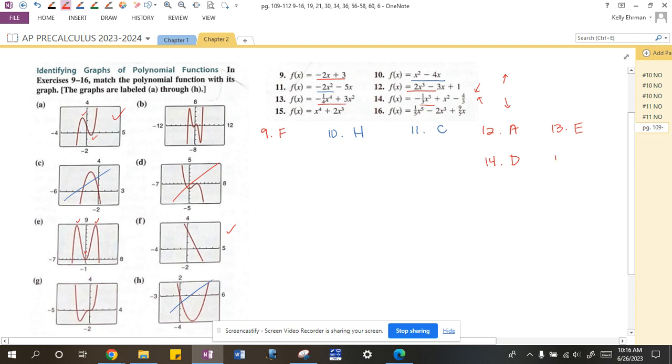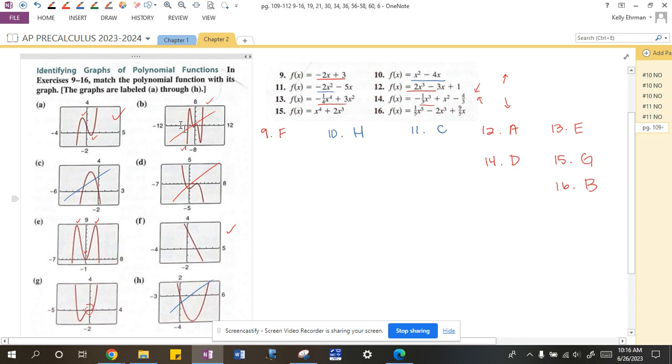We did 14 already. 15 has to be opening up. Now this one, it's hard to tell if there are more relative extrema in here. Remember, the rule is at most 3 relative extrema for a degree 4. It could have less than that. So 15 is G. Really, I'm using end behavior to base most of these off of. And that leaves us with 16, which is B. End behavior matches up on the right, down on the left, 4 relative extrema variations.